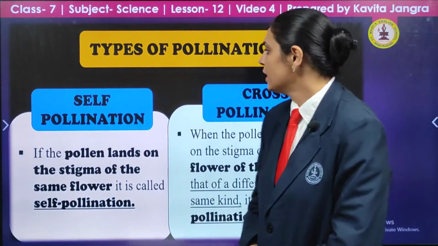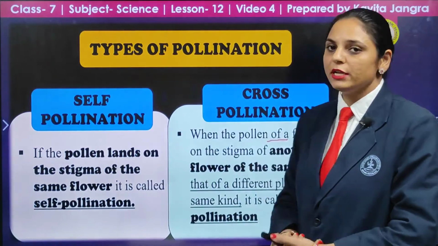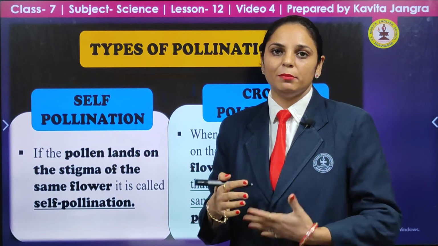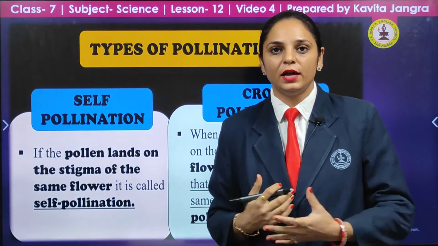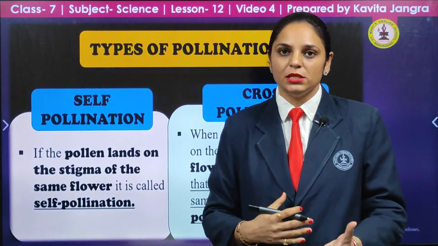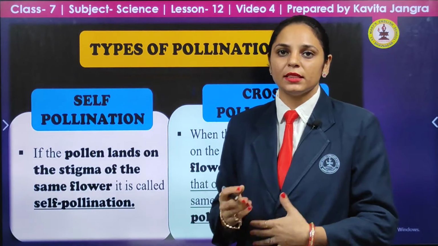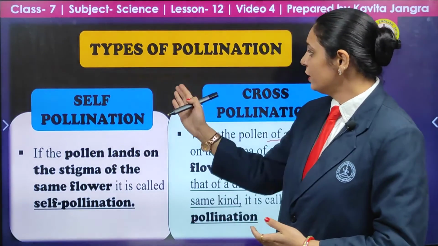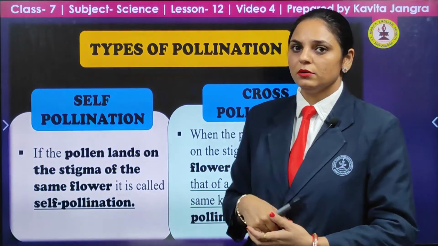Welcome back, students. Here, types of pollination. In the previous lesson, we studied sexual reproduction, the structure of a flower, unisexual flowers, and bisexual flowers. What are gametes? They are the reproductive cells in the plant. So here, the types of pollination.